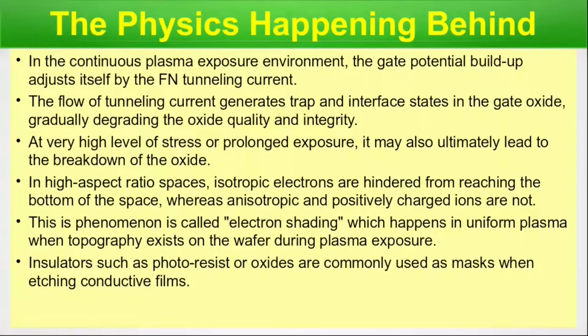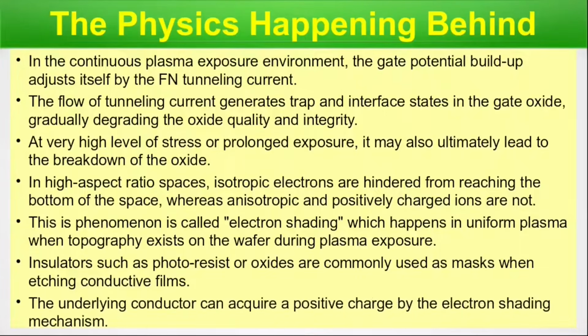Insulators such as photoresist or oxides are commonly used as masks when etching conductive films. The underlying conductor can acquire a positive charge by the electron shading mechanism. This way, I have pointed out all the physics that is happening behind the scenes of the antenna breakdown in 2 consecutive slides. They are done here. Let's move on to the next.